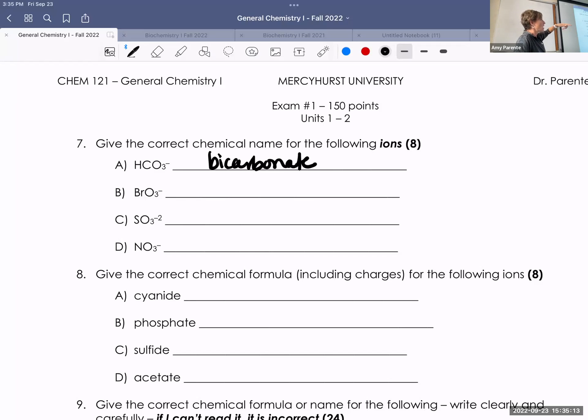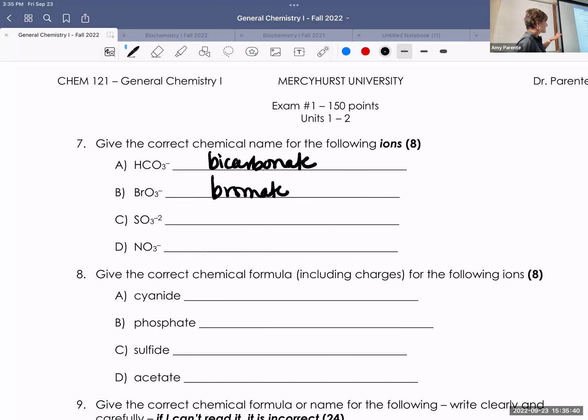Then we're going to have bromite in the case. So if we went through the BrO, that would be hypobromite. BrO2 is going to be bromite. BrO3, which is what we have here, is bromate. And then perbromate is BrO4. And they all are -1 charged ions. Okay.